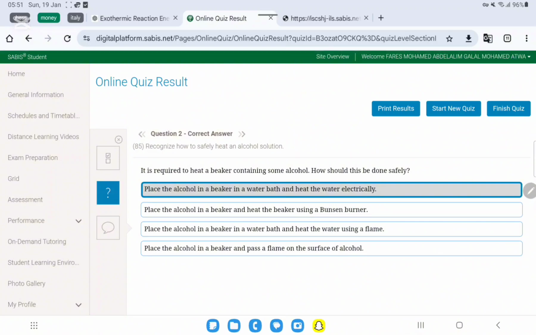It is required to heat a beaker containing some alcohol. How should this be done safely? In class they said alcohol is highly flammable. So if you heat it using a Bunsen burner like you would any other liquid, it might burn. But you need to heat it using an electric heater.